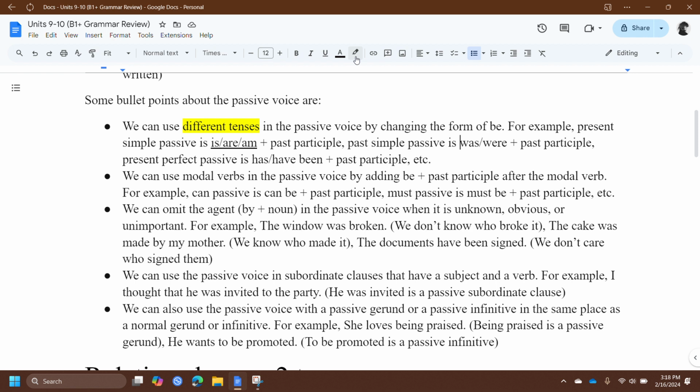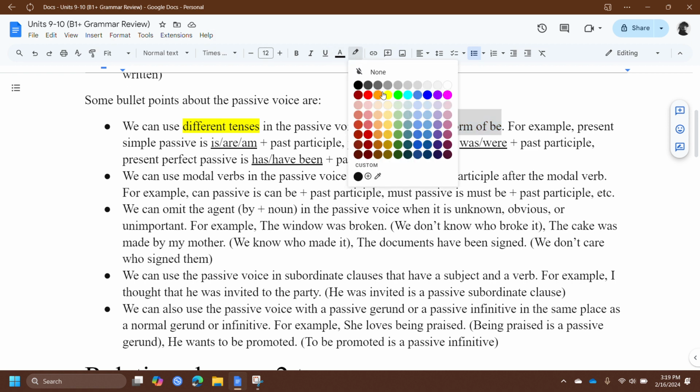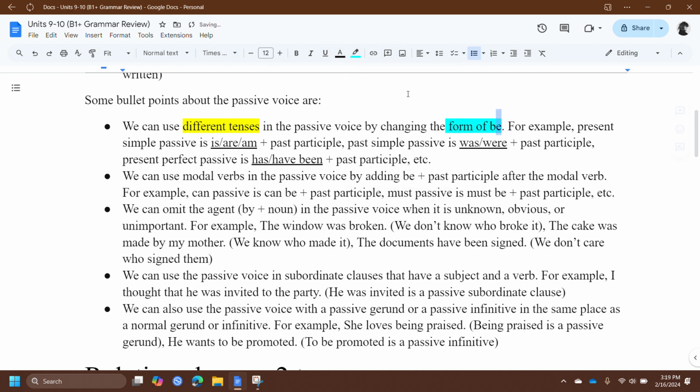The past simple passive uses was and were, as mentioned before, plus the past participle, and present perfect passive uses has or have been plus the past participle, and it continues. Okay, so this kind of formula continues. All you need to do is just find the correct form of be. Okay, what to do, guys? All you have to do is just find the correct form of be, and then based on the tense, you can make your passive sentence. Past participle is always going to be past participle.